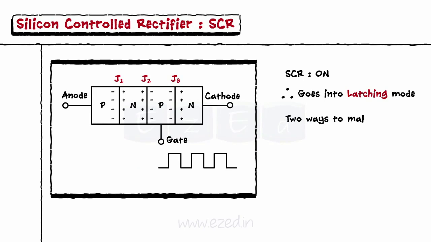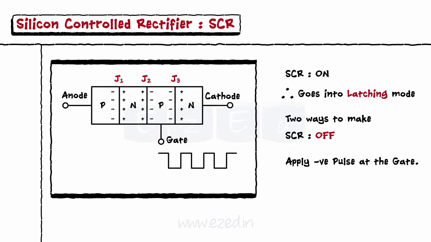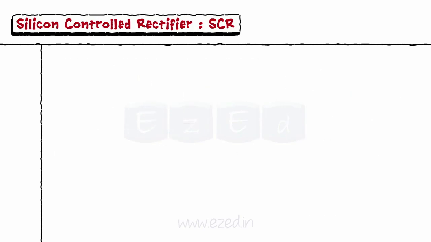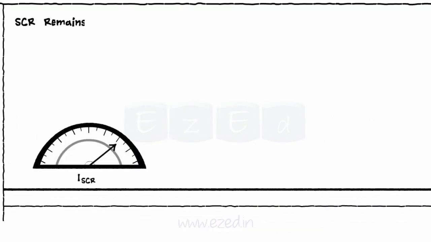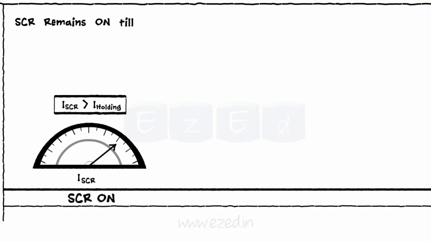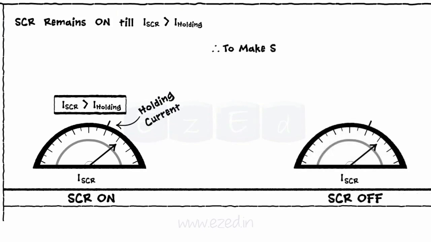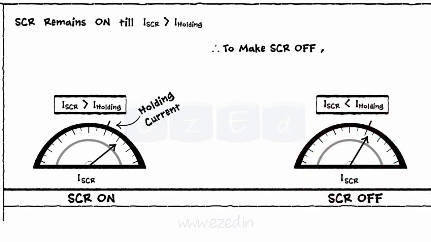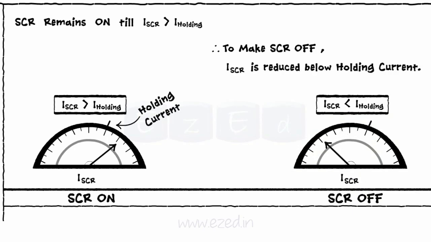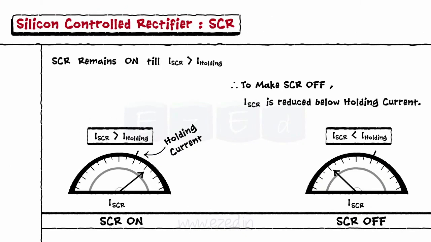There are 2 ways to take the SCR out of the conduction mode. The first one is to apply the negative pulse at the gate, which will make the junction 2 reverse biased, and the SCR comes out of conduction mode. Once latched, SCR remains on till the current flowing through it remains above the threshold level, called as holding current. To bring the SCR out of the conduction mode, the current flowing through the SCR is reduced below holding current, which is the second way.